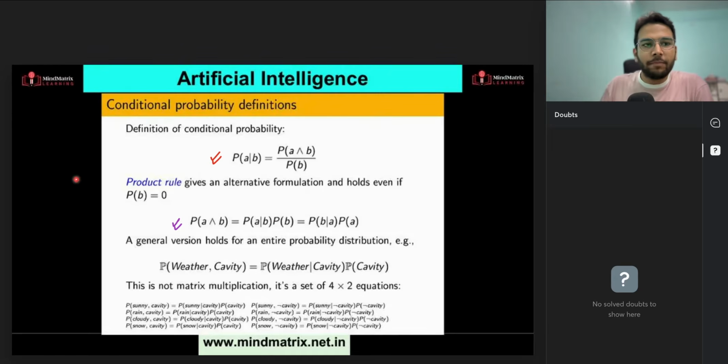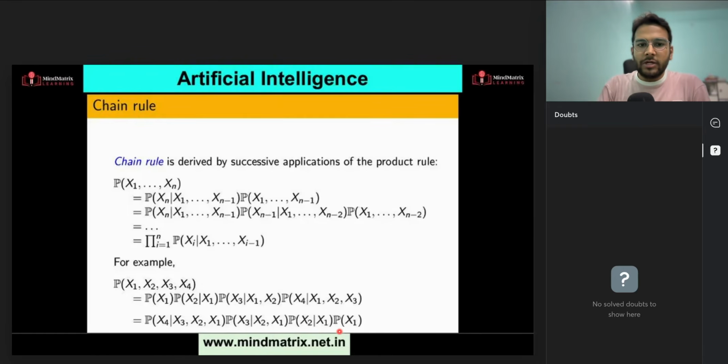Come back here. This general version holds for the entire probability distribution. For example, if I say probability of weather and cavity, when I write weather comma cavity, that means we are talking about weather and cavity, so this is a joint probability we are finding. So we can write probability of weather given cavity times probability of cavity, right? Using this one we can write. Okay, so now let's proceed.